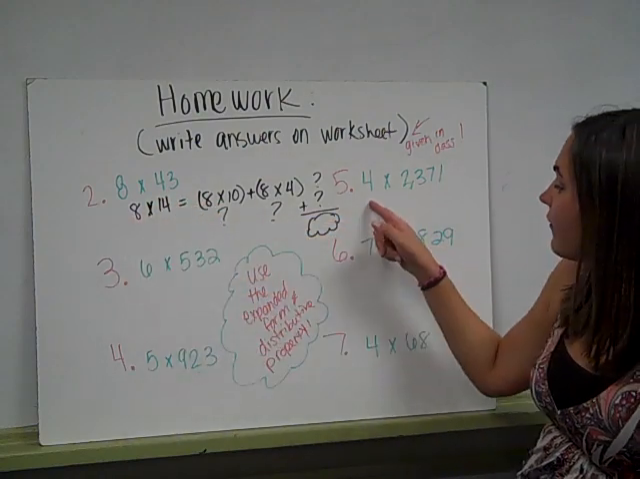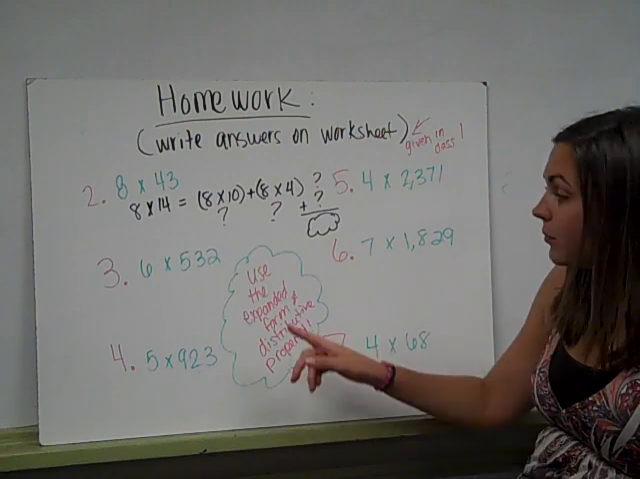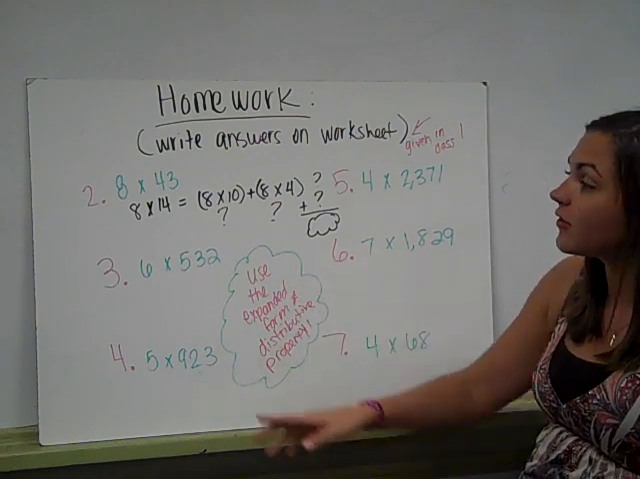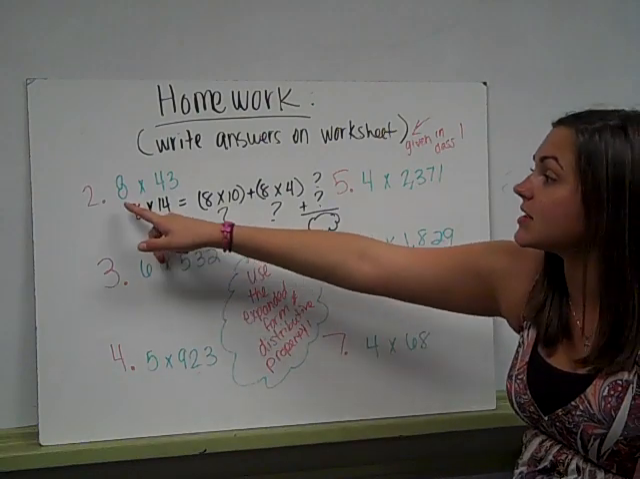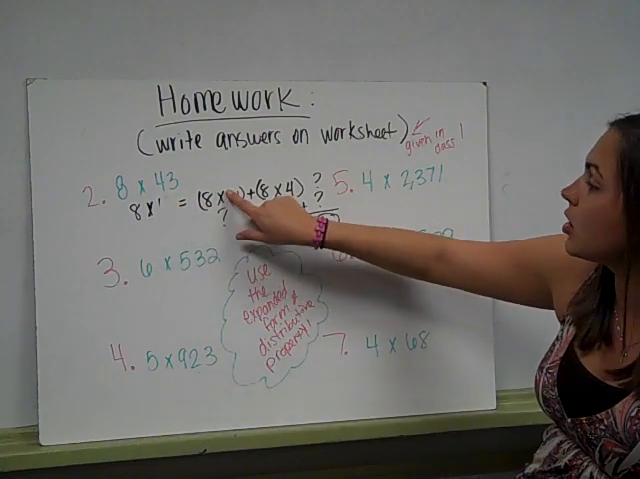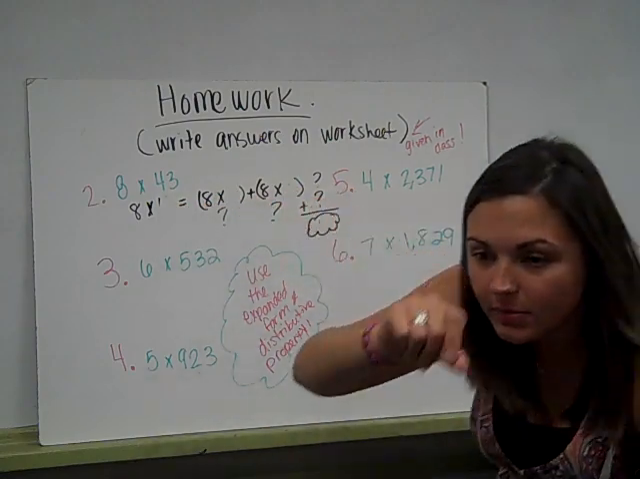Problems 2, 3, 4, 5, 6, and 7. I want you to solve them. Remember, use expanded form and the distributive property. I've kind of started off number 2 here for you. It's 8 times 43. And I wrote the wrong thing in here, so let me grab my marker.